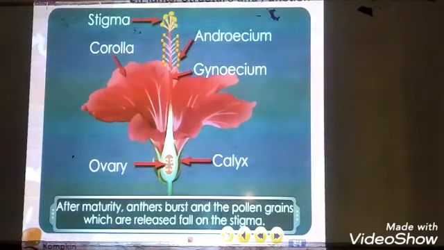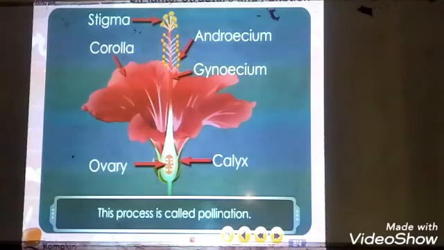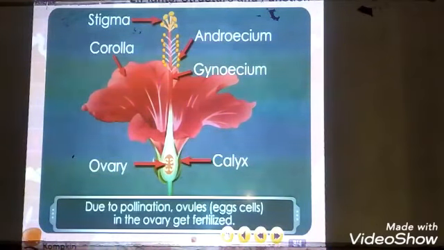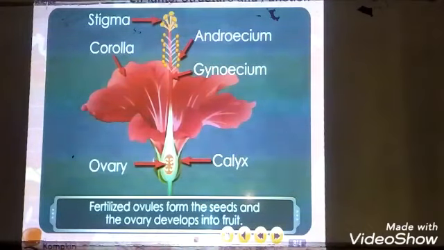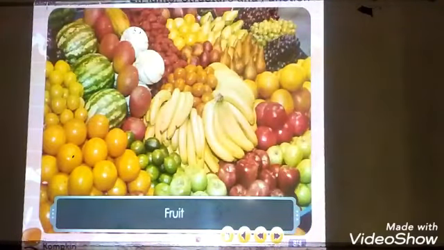After maturity, anthers burst and the pollen grains which are released fall on the stigma. This process is called pollination. Due to pollination, ovules, that is egg cells in the ovary, get fertilized. Fertilized ovules form the seeds and the ovary develops into the fruit.